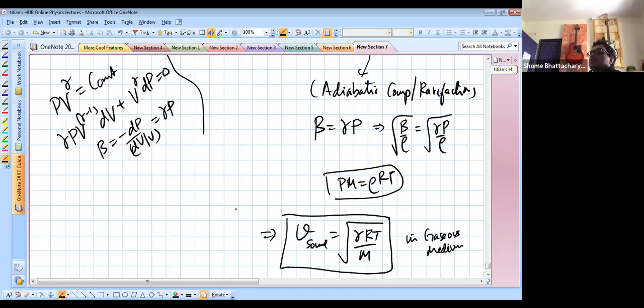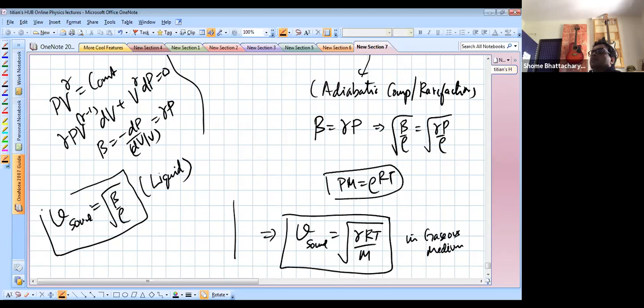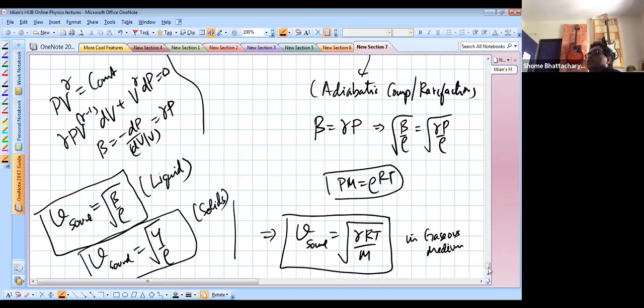Whereas we should also understand that speed of sound in liquid medium is just given by this, or what we can say ideal fluid kind of medium, like water, etc. Whereas speed of sound in solid mediums is the square root of Young's modulus by density. So these are the three separate formulas for speed of sound. Okay, so this is about speed of sound.